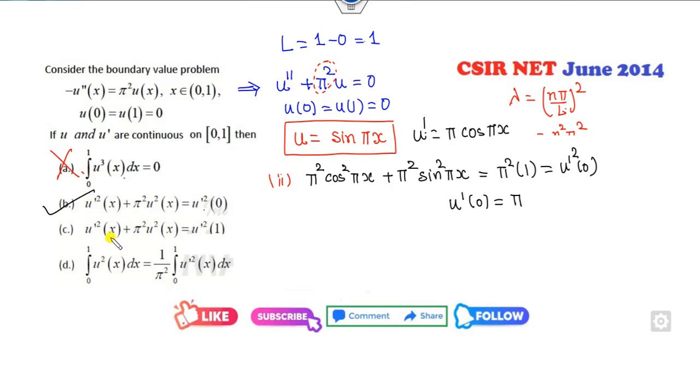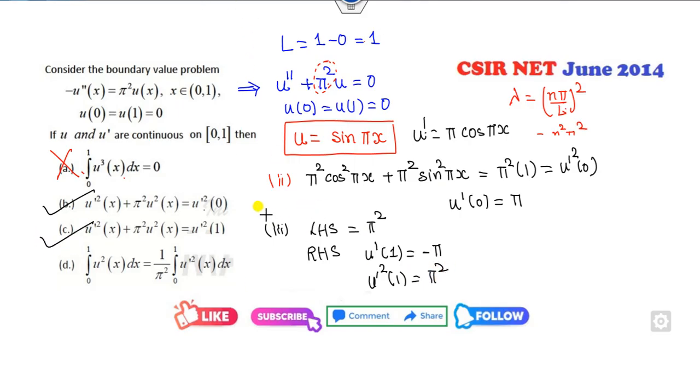Third option, the left hand side is same, that is a pi square. Your left hand side is my pi square. What is the right hand side? U dash at the 1. So what is the u dash at the 1? It is minus pi, and if you put it as a square, it is again pi square. So that option is also correct option.